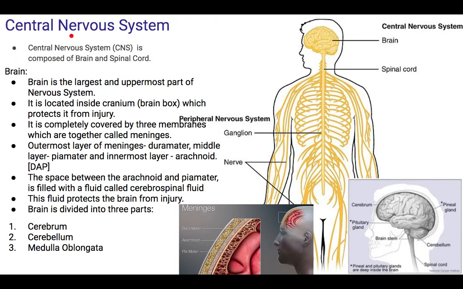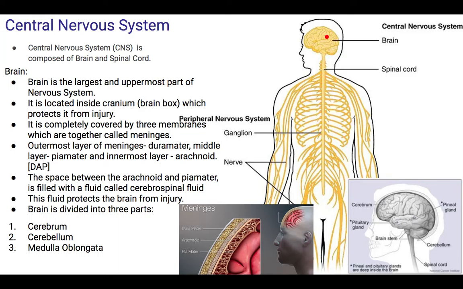Central nervous system is composed of brain and spinal cord, which is extending from the lower part of brain till the end of backbone. And these two parts are lying at the central part of the body. That's why this body system is also called central nervous system.